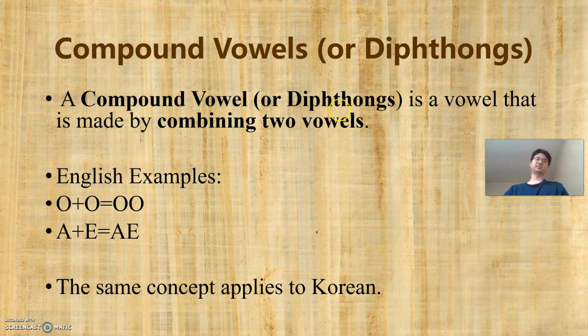So a good English example is the oo diphthong, where you combine two o's to make an oo sound, or the diphthong a, where you combine the vowels a and e to make the sound a. Well, this very same concept can be applied in Korean, and they pretty much work the same way, so let's get started.